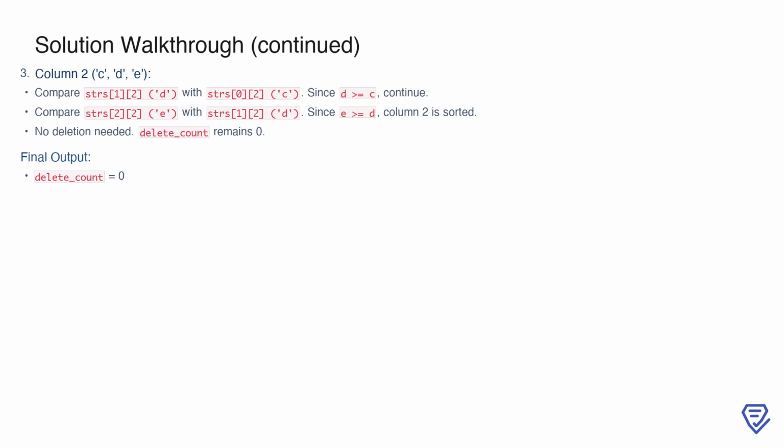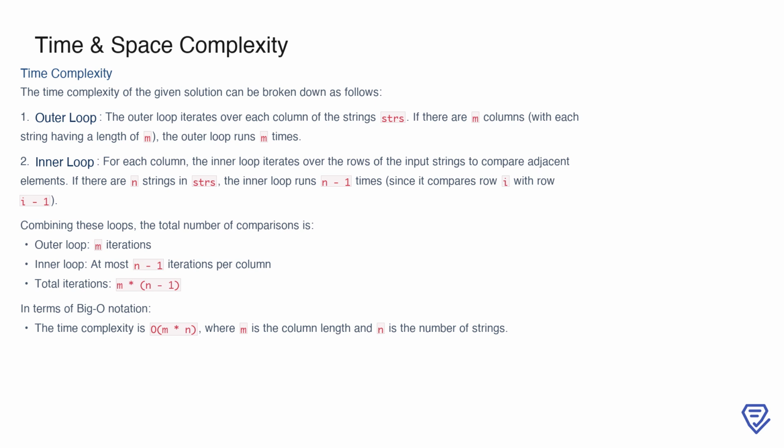This concludes the walkthrough of all 3 examples, illustrating how we determine the number of columns to delete to make the strings sorted column-wise. To analyze the time complexity of the solution, we start by examining the 2 nested loops. The outer loop iterates through each column of the input strings, and if there are m columns, this loop will run m times. Within this outer loop, the inner loop is responsible for comparing adjacent rows within the same column. If there are n strings in total, the inner loop performs up to n-1 comparisons for each column.